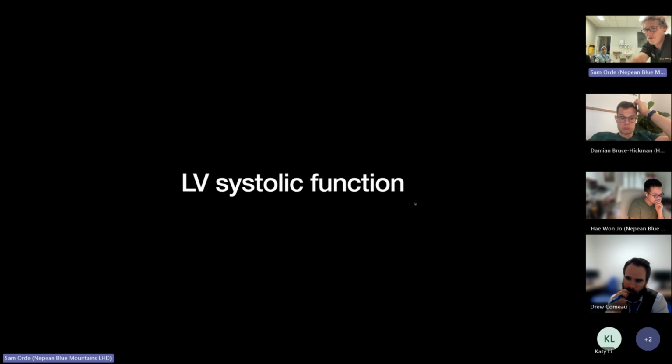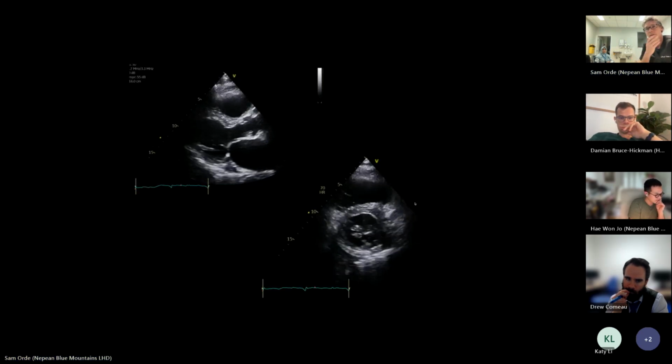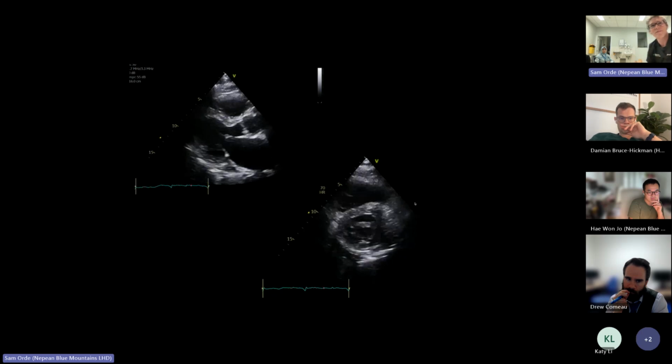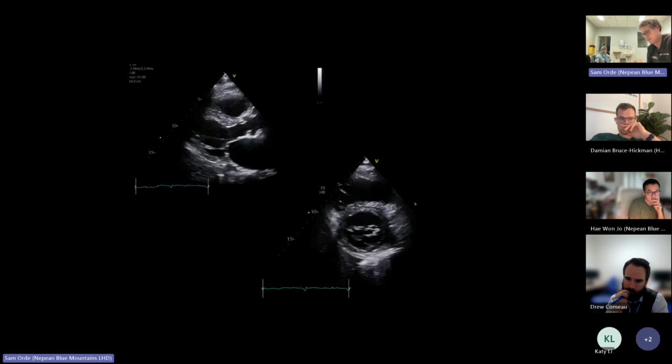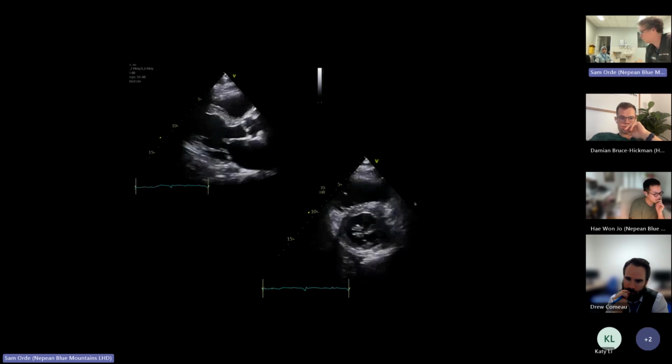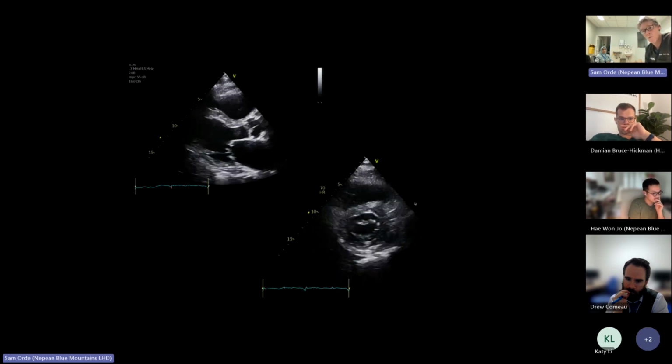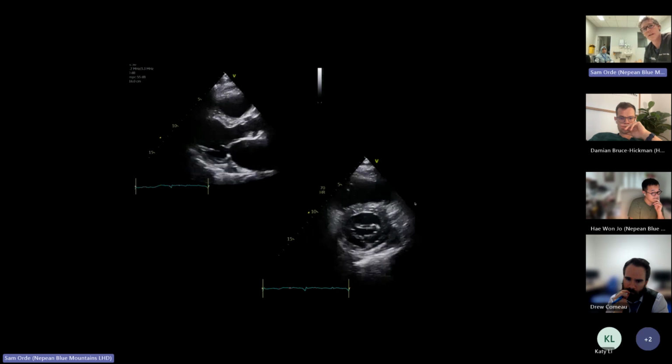Okay, any questions so far on LV size assessment? Okay, let's talk about systolic function. So when we're looking at systolic function, first things first is to never analyze it in one plane. We're going to start with an eyeball evaluation, and you look at it in every plane you possibly can.